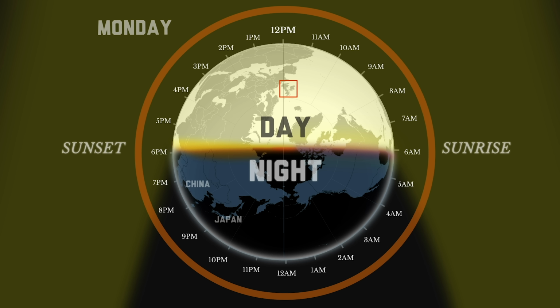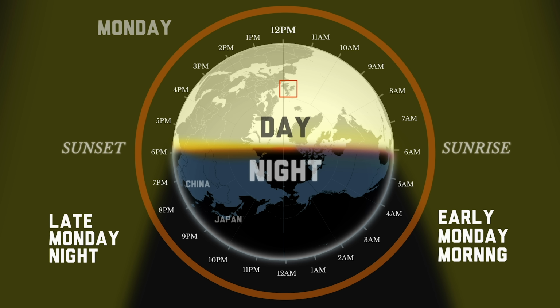The more west you go from London, it is actually earlier on Monday. East of London, it's late on a Monday night, like we just saw. It's later and later the more east you go. This is the international dateline. It divides whether or not it's late on a Monday night or early on a Monday morning.